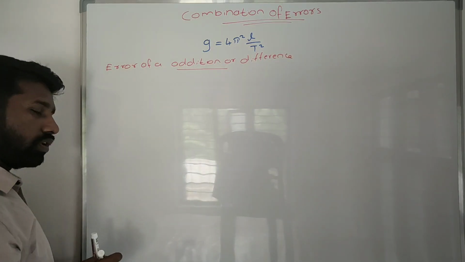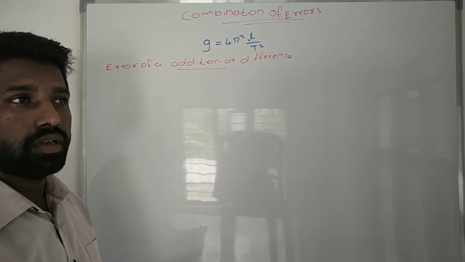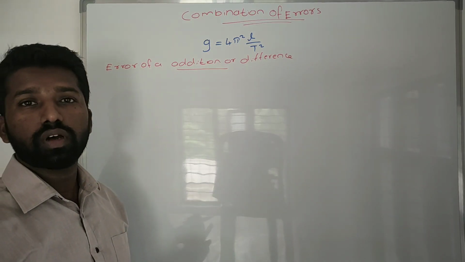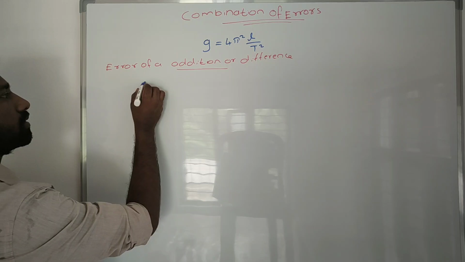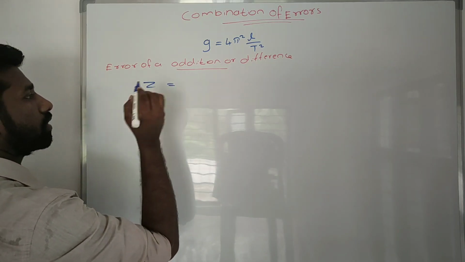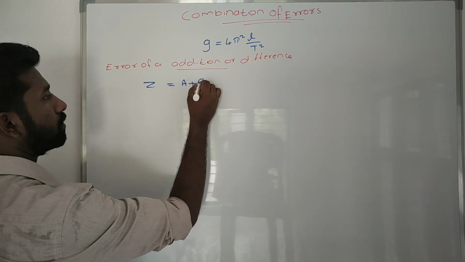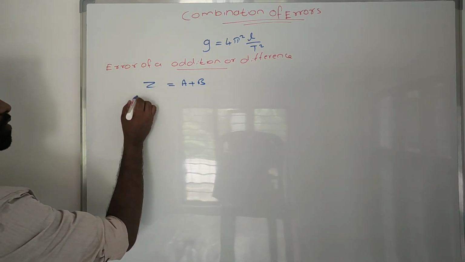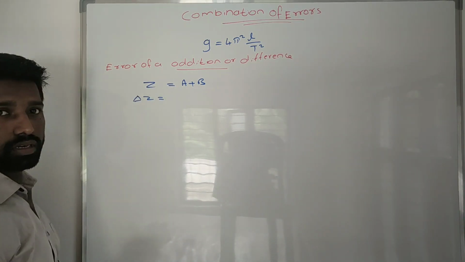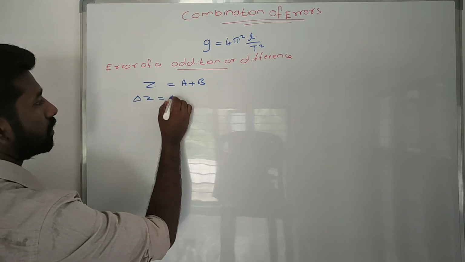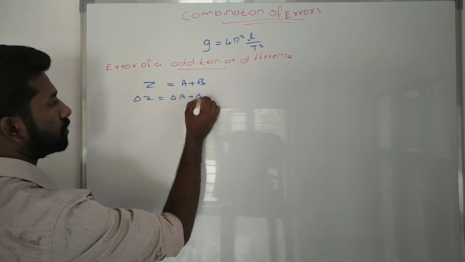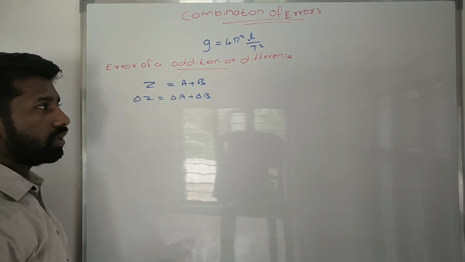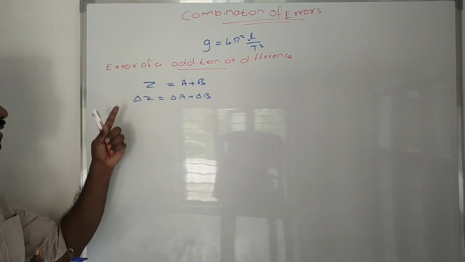That means a quantity is an addition of two other quantities. We will take it as Z. If Z is equal to A plus B, then what is the formula for the absolute error in Z? That is delta Z is equal to delta A plus delta B. That is the error in the addition.